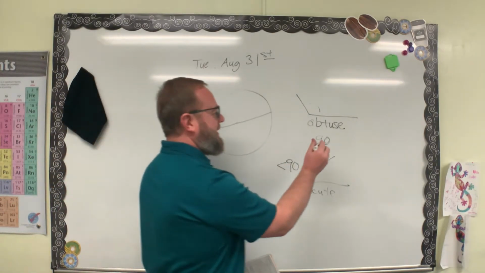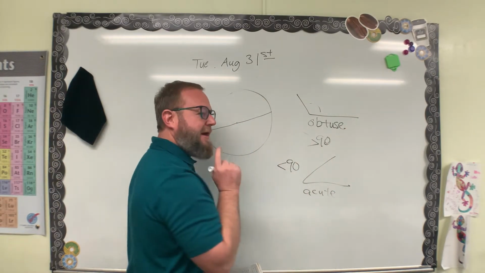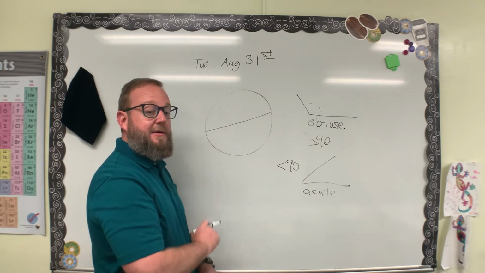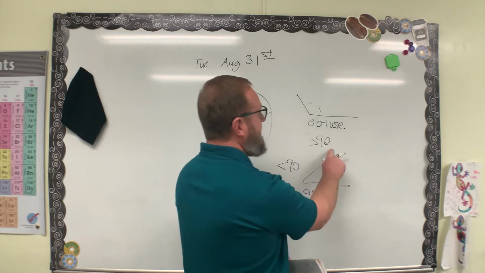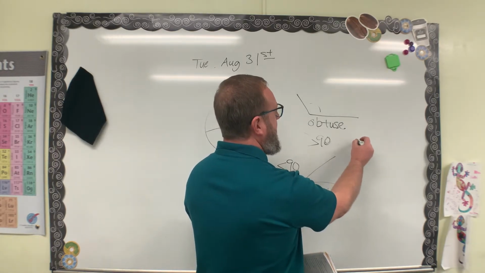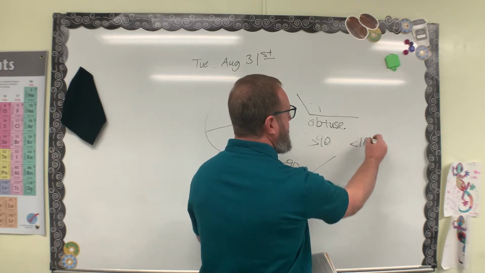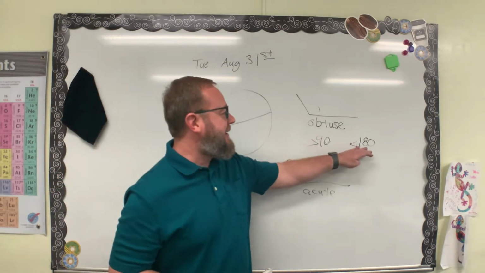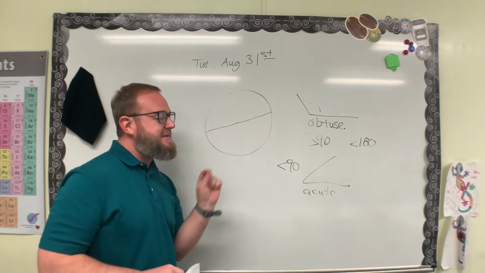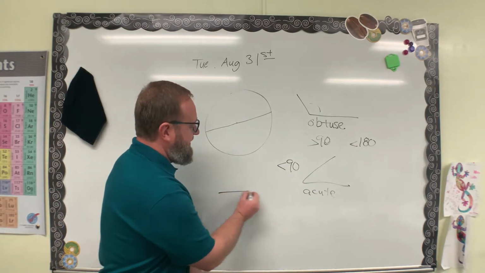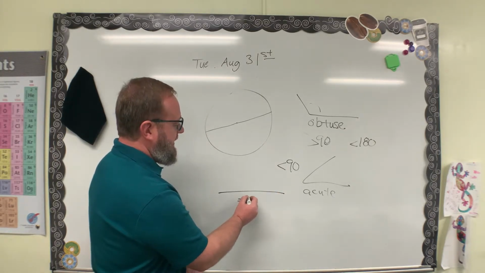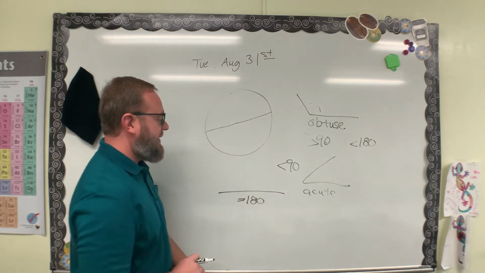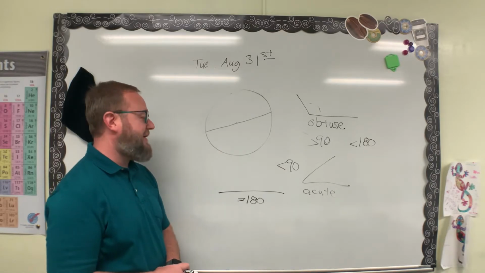So an obtuse angle is greater than 90, but less than what? 180. So it's greater than 90 and less than 180. It's important to point out that an obtuse angle is greater than 90 but less than 180, because what kind of angle is exactly 180? A straight angle. We call it a straight angle.